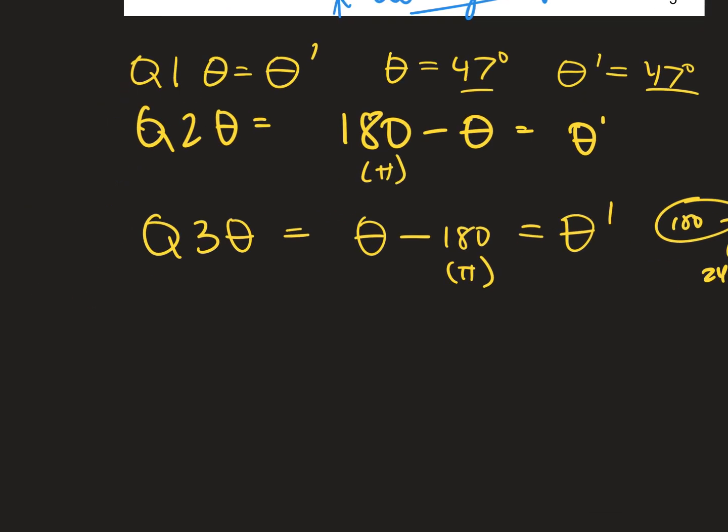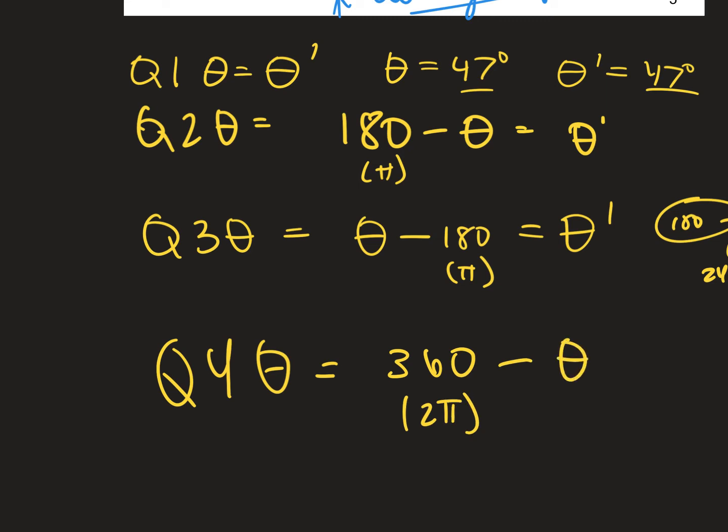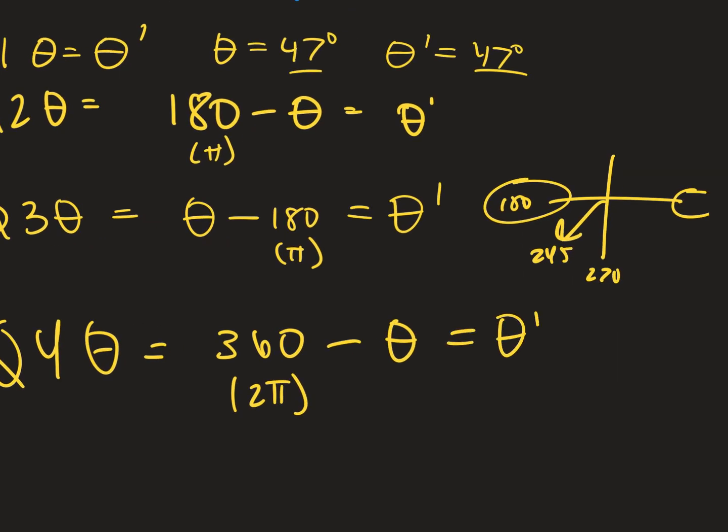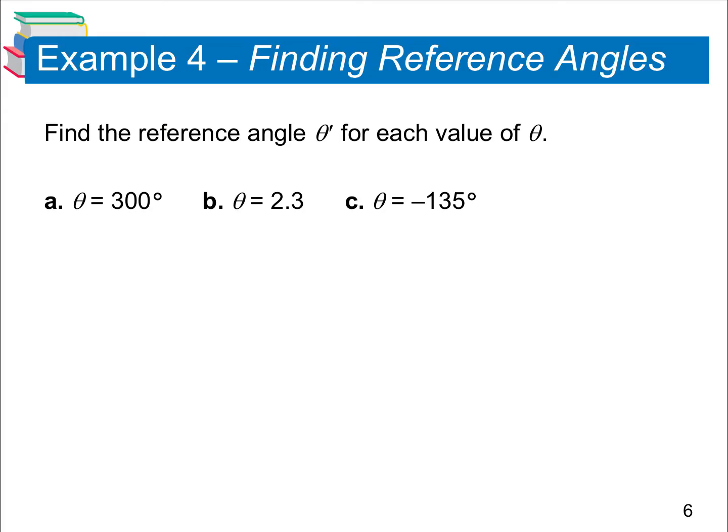If your angle is in quadrant 4, you say 360, or the equivalent, 2 pi, minus the angle, and that'll give you your reference angle. So if your angle was 315, you would say 360 minus 315 and get a nice positive acute number.